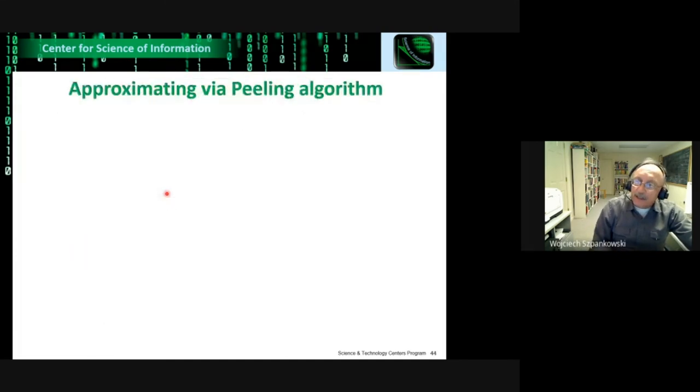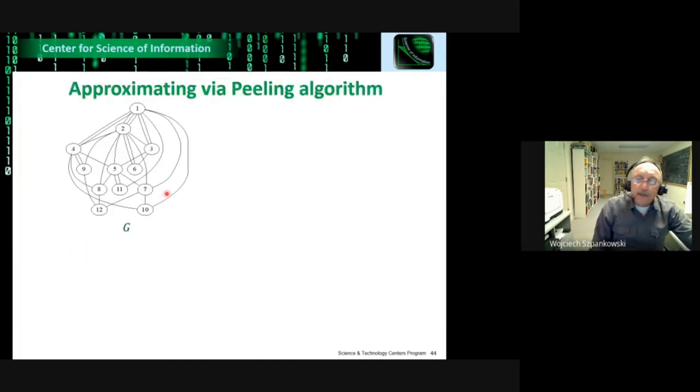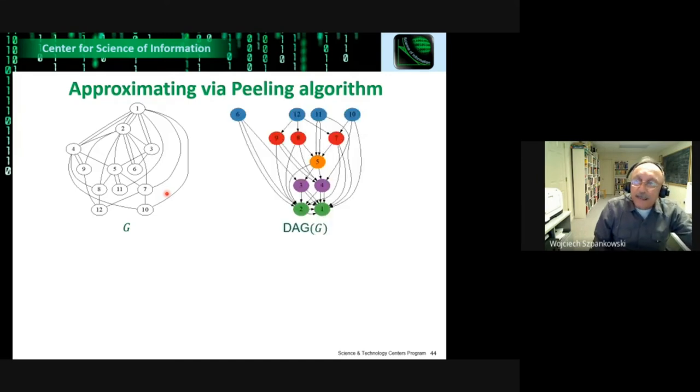So let me go a little quicker. I will show you now an algorithm, and we don't have a complete proof, but experimental results plus some mathematics to prove that actually we can do well. How does this algorithm work? It is a peeling algorithm. This is the graph. By the way, I labeled them this way, but it can be labeled any way.